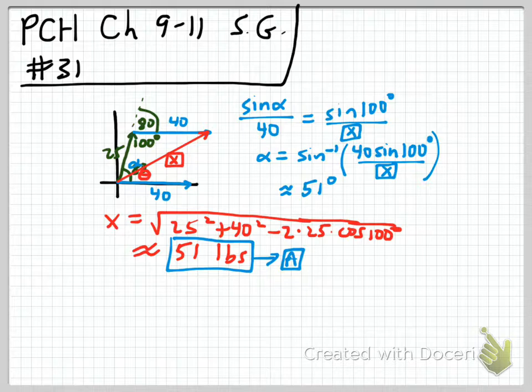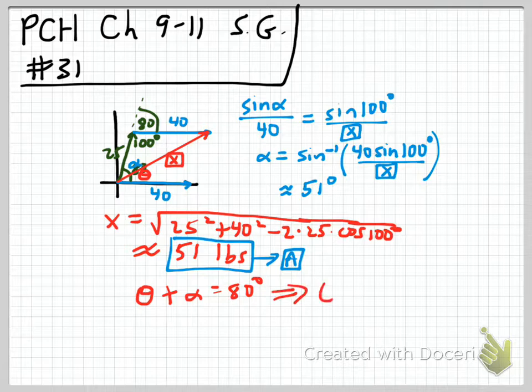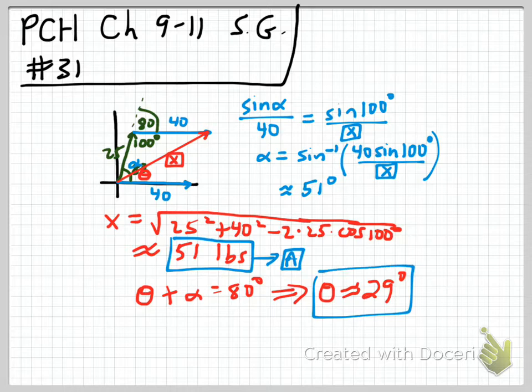We want theta. And remember, theta plus alpha is going to equal that 80 degrees. If we take alpha and subtract it from 80, we get that theta is approximately equal to 29 degrees. And so that's the answer. We have our magnitude 51, and our theta, the direction, would be 29 degrees as we labeled in the diagram. That's our theta.